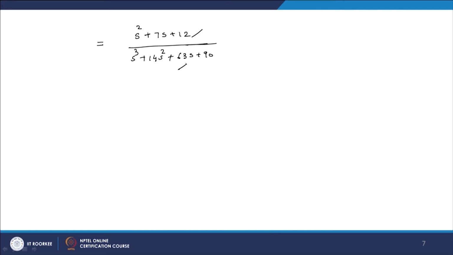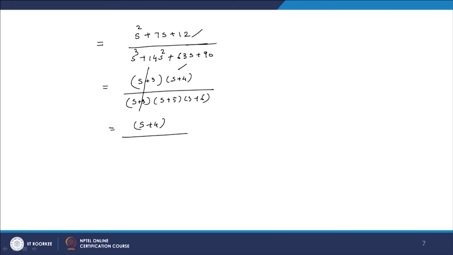So the roots of the numerator here are s plus 3, s plus 4, from s square plus 7s plus 12. Now about the denominator, the roots of the denominator are s plus 3, s plus 5, s plus 6. So we will find that s plus 3 and s plus 3 is common, and here we can cancel it, and remaining is s plus 4 divided by s plus 5 and s plus 6. So we will find that this s plus 3 has been cancelled. So here the system is unobservable.